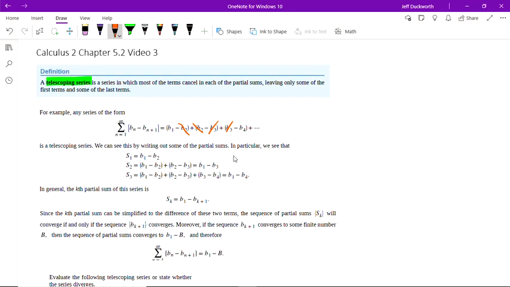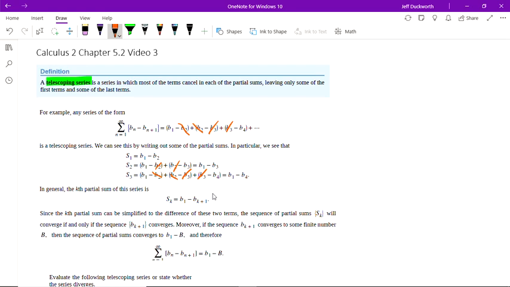So for the sums of each of these, S1, the sum of the first, we have b1 minus b2, we're just plugging in n equals 1, and that's what we get. There's nothing to cancel. In S2, the b2 and the b2 cancel out, so we're left with b1 minus b3. And in S3, b2 cancels with b2, b3 cancels with b3, and we're left with negative b4, so b1 minus b4.